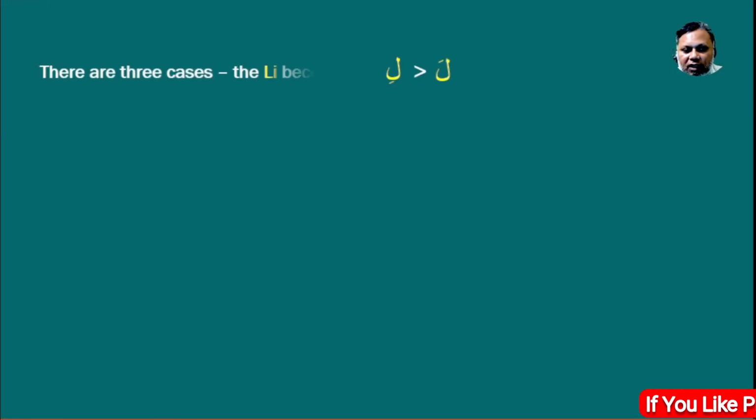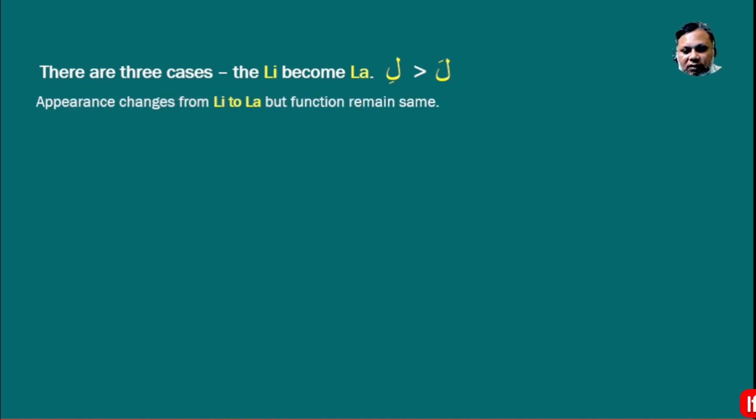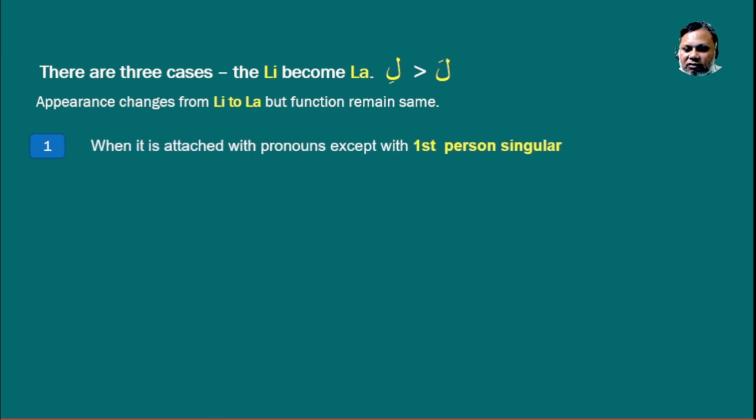Now there are three cases where the li changes to la. The li becomes la when it is attached with the object pronouns. We have 14 subject pronouns and also 14 object pronouns. When the li is attached with an object pronoun, except the first person singular, for all other 13 pronouns, the li becomes la.